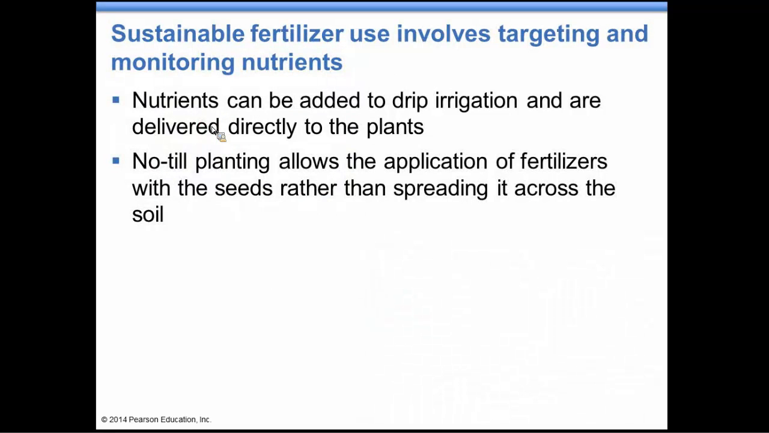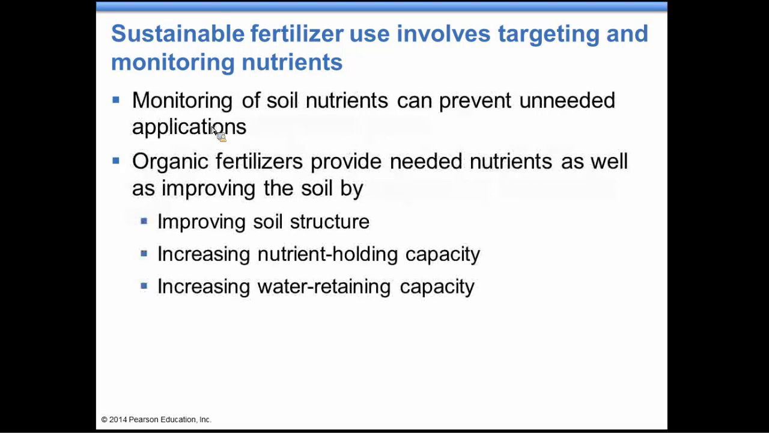So sustainable fertilizer involves targeting and monitoring nutrients. Nutrients can be added to drip irrigation and delivered directly to the plants, again, so we don't have to just throw a bunch out there and hope something sticks. No-till planting also allows the application of fertilizers with the seeds rather than spreading all across the soil. Monitoring of these nutrients can prevent unneeded applications, so if we monitor it, it may help us better plan how to use fertilizers. Organic fertilizers provide needed nutrients as well as improving soil structure. It improves the actual soil structure, the nutrient holding capacity, and the water retaining capacity. It's very natural and it really increases the health of a soil.